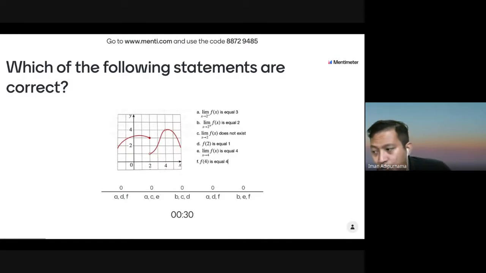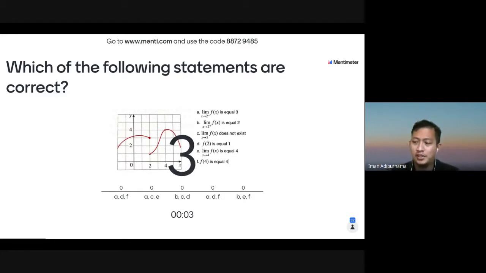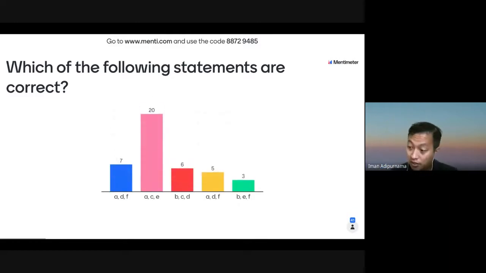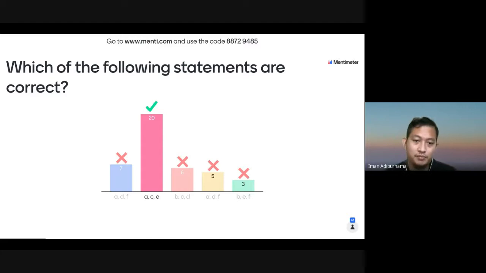Okay, which one is true? ADF, ACE, BCD, ADF, BEF. Okay, 20 seconds. I hope the time is enough. I need to make some restriction in time, because if it is too long, like 1 minute, I think it's too long for a question like this, right? Okay, time's up. All right, good. Most of you are getting what I'm doing.